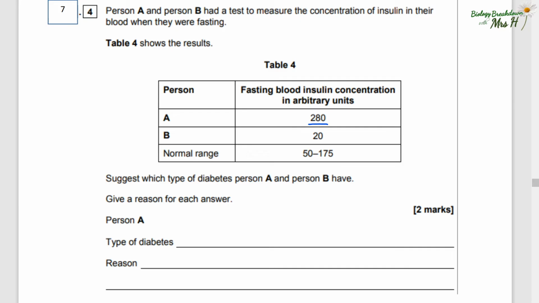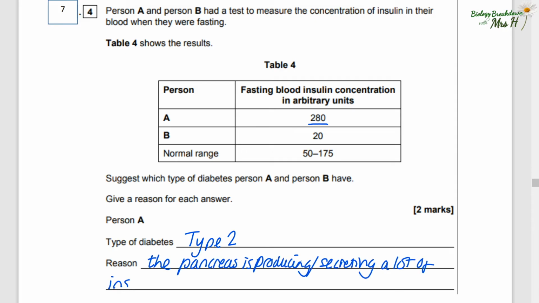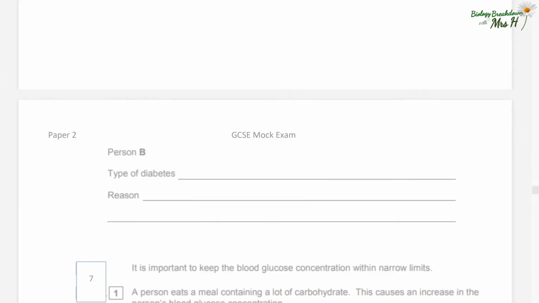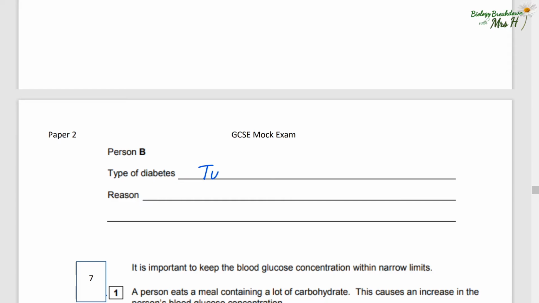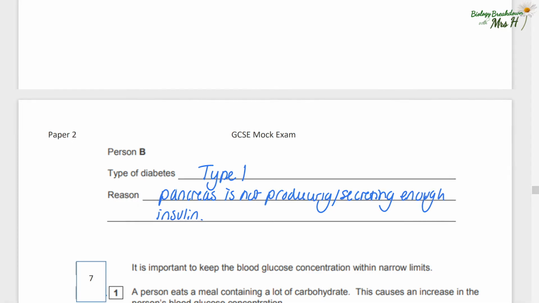Person A has type 2 diabetes, and the reason is because the pancreas is still producing or secreting a lot of insulin, but the body cells cannot respond to it. You have to be really careful here not to just say the body can't respond to it. You had to put the word cells in there, so the body cells cannot respond. Person B has type 1 diabetes, and you could tell this because the pancreas is not producing enough insulin.